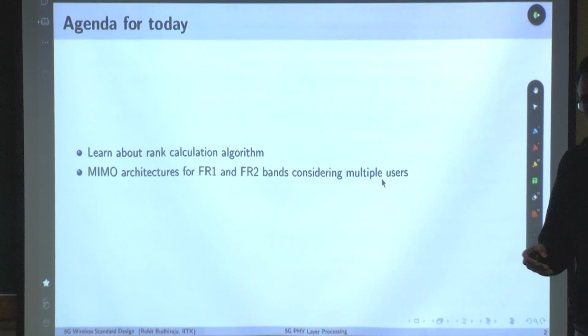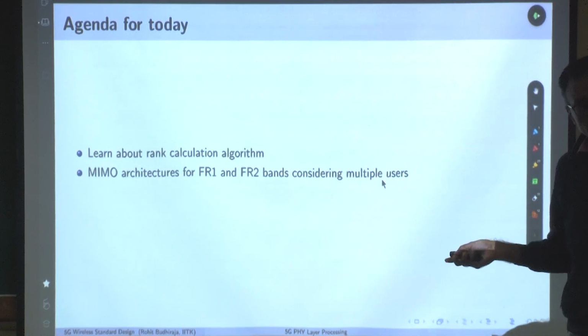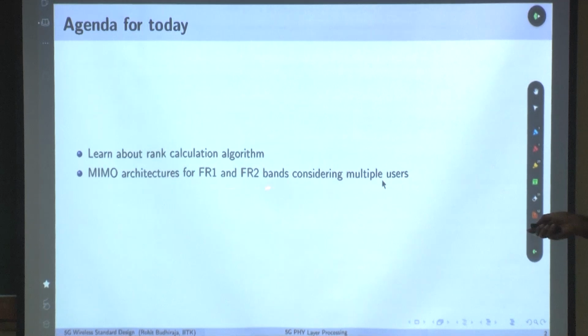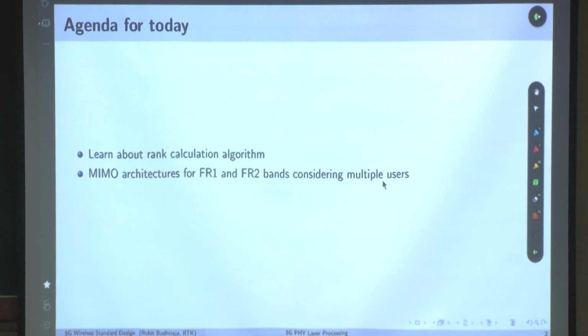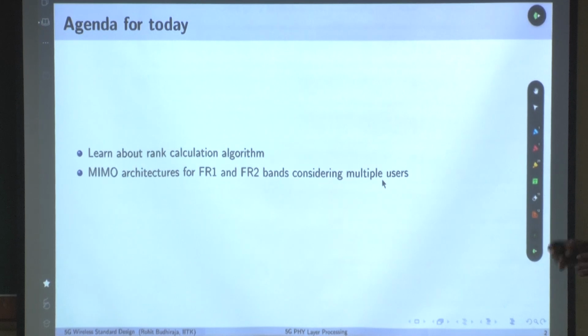Another thing which we need to understand as a system designer: what are the key differences between these? The way MIMO is designed, the idea of MIMO for these two different bands. Actually, if you look at the FR2 band, MIMO serves an entirely different purpose when compared with the FR1 band. So it is important to understand that perspective also. But before that, let's discuss this rank calculation algorithm.